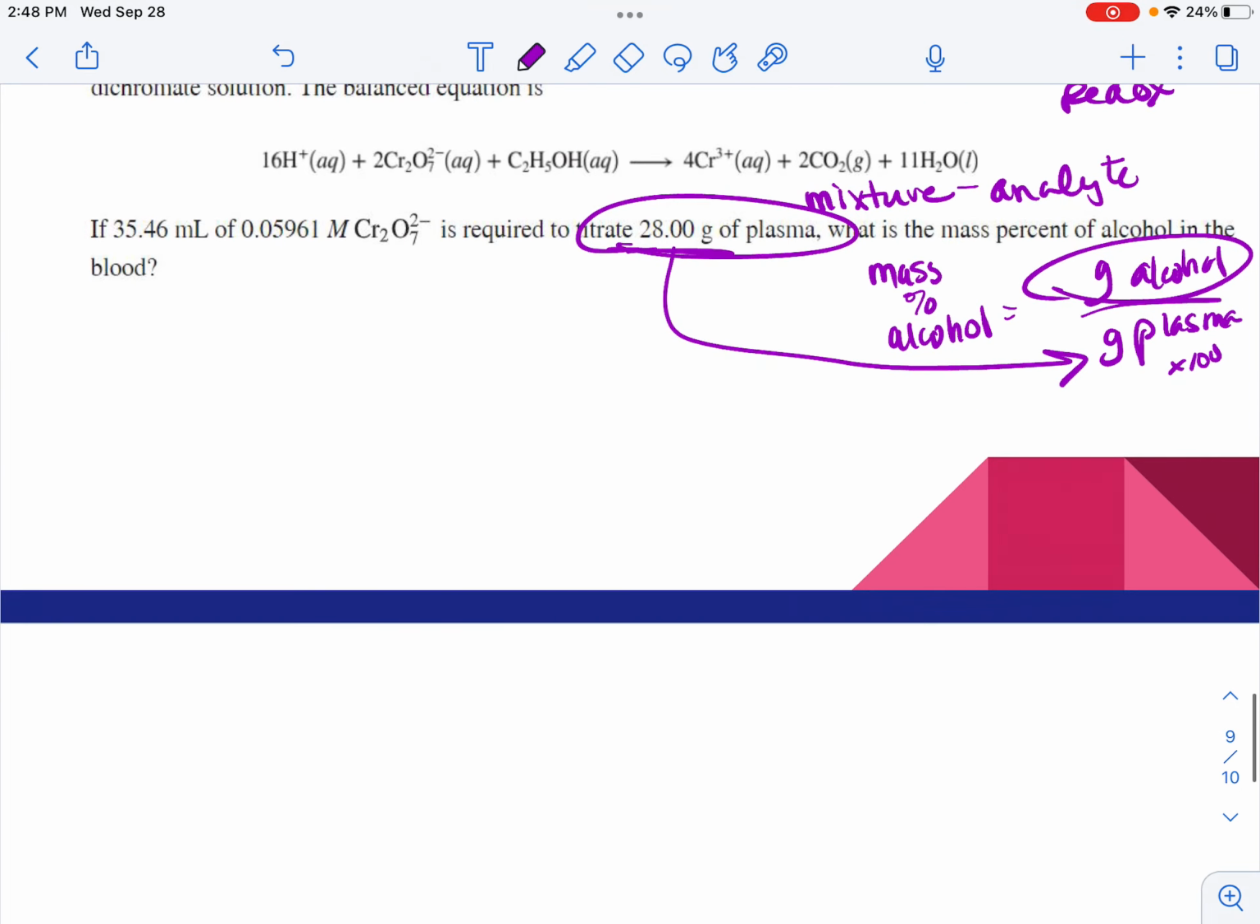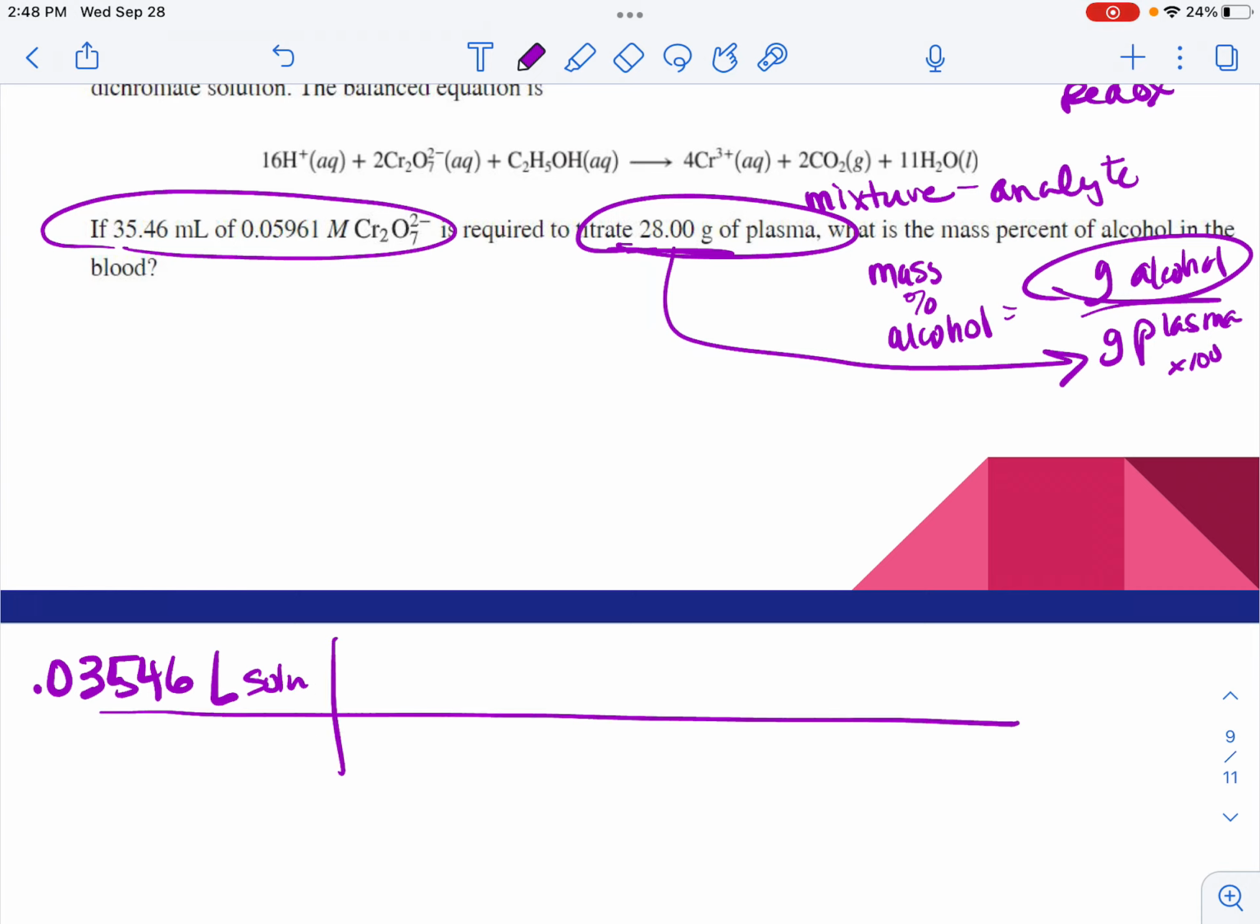Okay, so I'm going to come down here because it's cleaner. I'm going to start with my titrant, which is the one that I know both the volume and the molarity, and I'm starting with the volume. You can actually try this yourself if you want. Stop the video and see what you can do. All right, so this would be 0.546 liters of solution. And this is my dichromate solution.